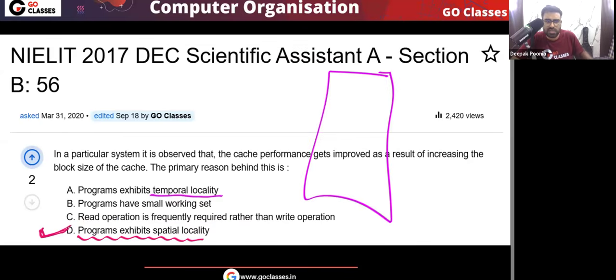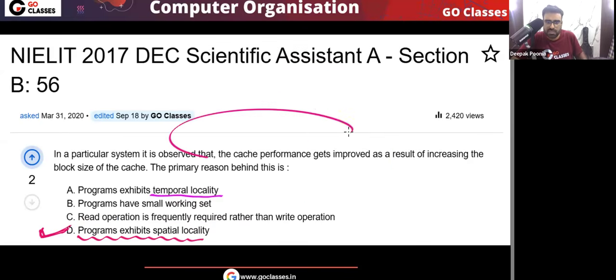The reason is very simple. If you are increasing the block size and performance is also improving, it simply means that the program you are running has a good amount of spatial locality. Increasing the block size means we are taking more advantage of spatial locality, and that's why the performance is improving. So for this question, the answer will be option D.